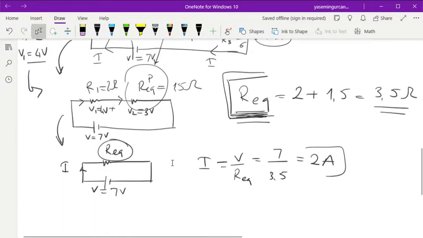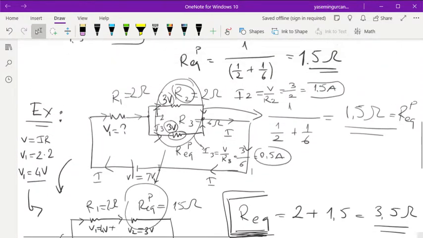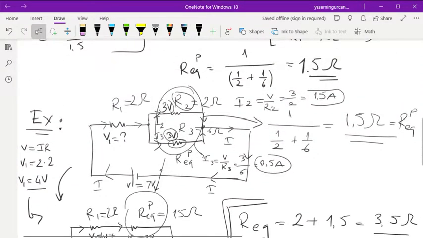And if you remember, the total current was 2 ampere, right? So 2 ampere splits in a way that 1.5 of it is flowing over R2, 0.5 of it is flowing over R3. Why? Because 2 ohm is a much less resistance than 6 ohm. That's why more of the current is flowing over 2 ohm. I hope this helps for you to understand these circuit questions.